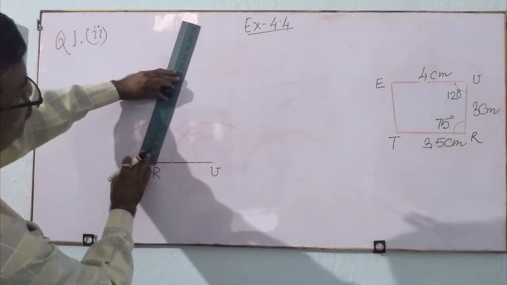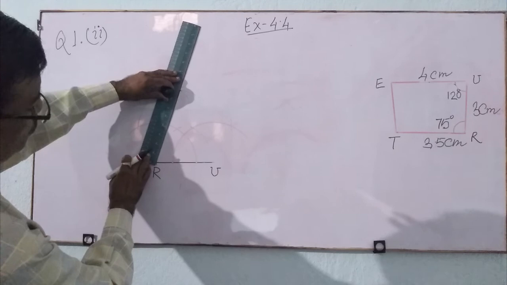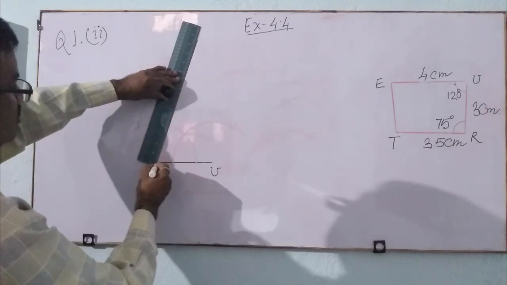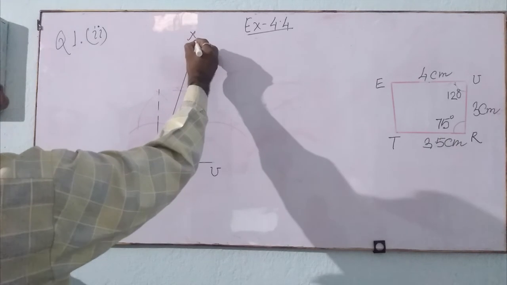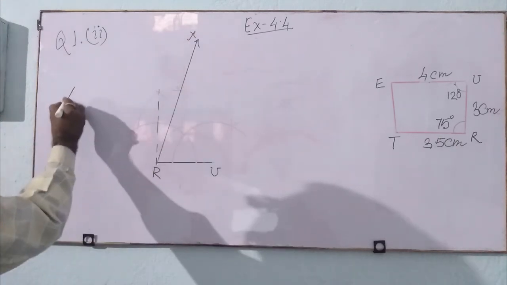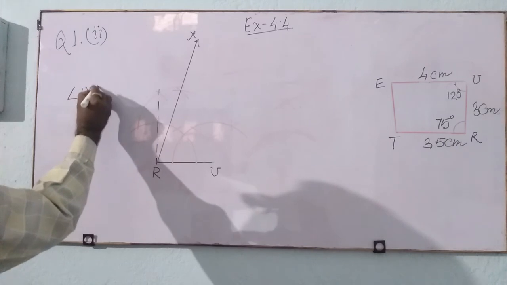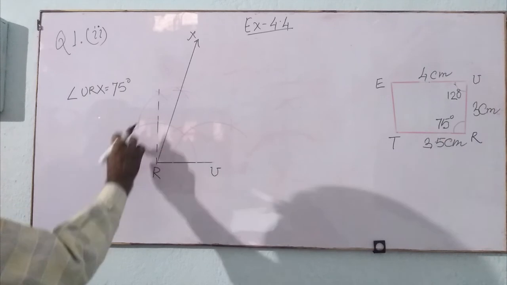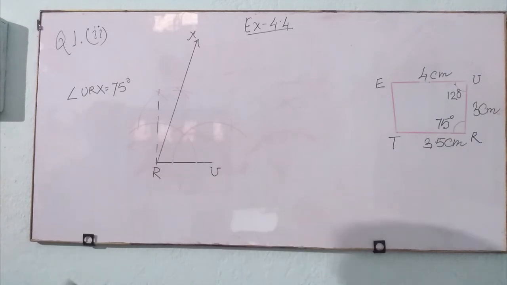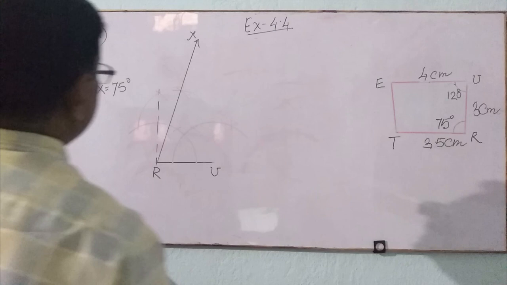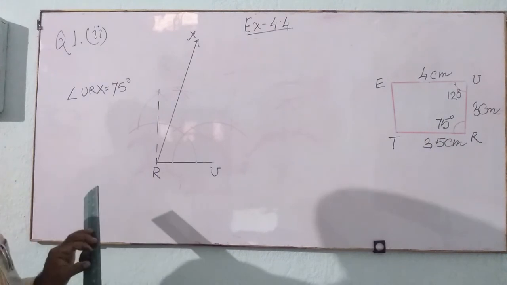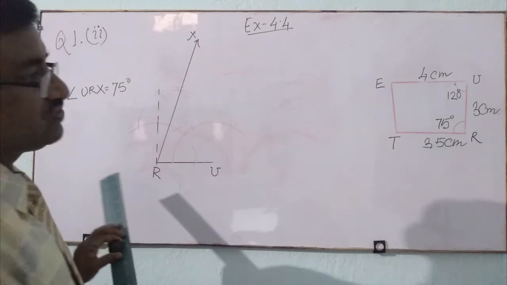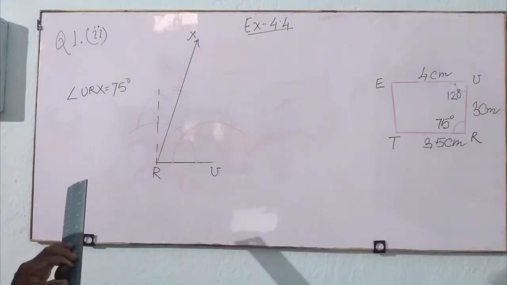That means angle URX equal to 75 degree. This is the side where you will get 105 degree. You do not have to draw 105. This is the important question, because by mistake students draw 105 degree instead of 75 degree.